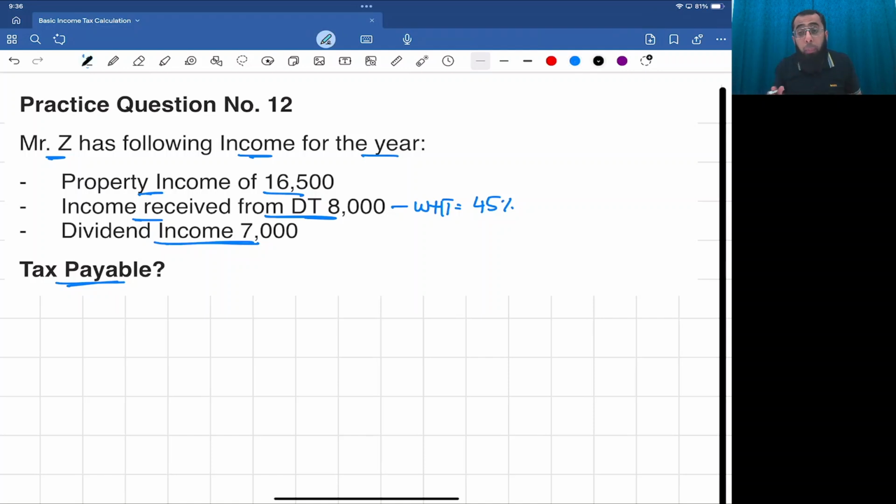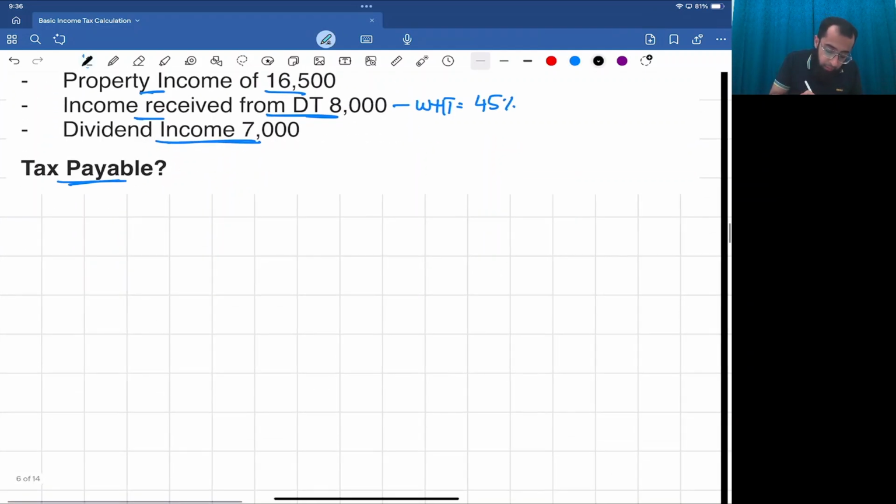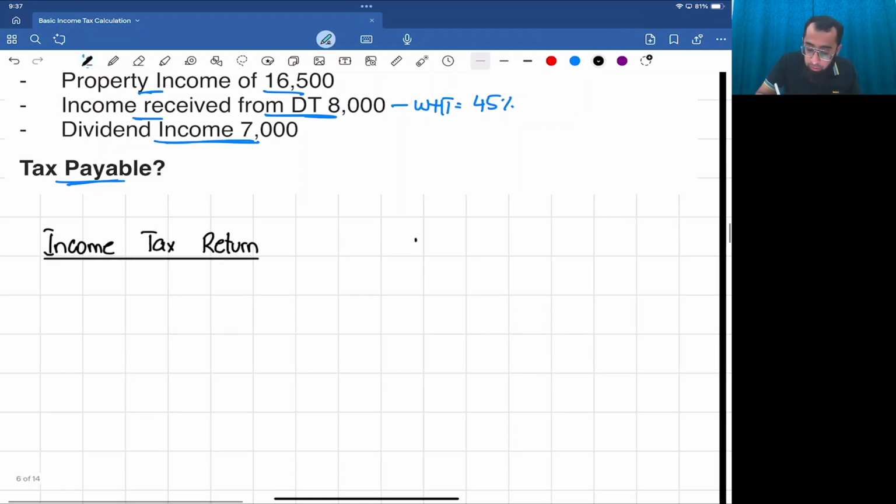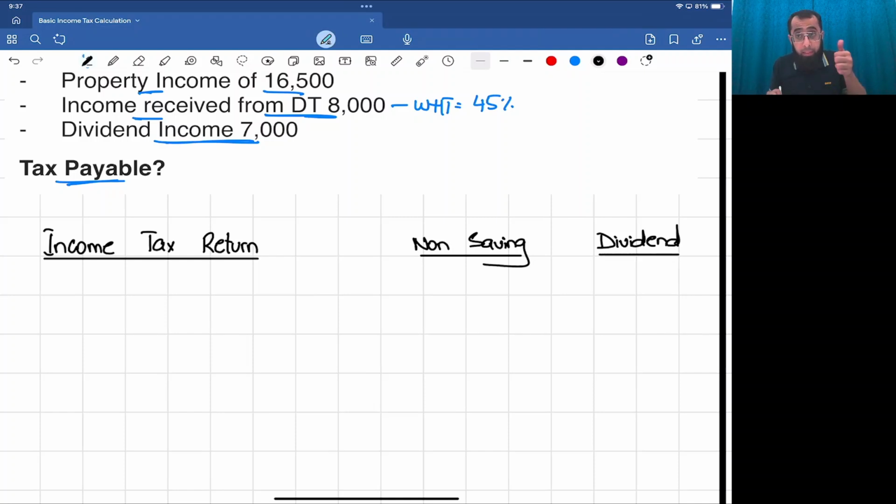I believe you all remember the previous class. So let's look at the income tax return. I want you all to listen to me carefully. Income tax return: one head of income is non-saving and the other head is dividend. So these are the heads of income, non-saving and dividend.